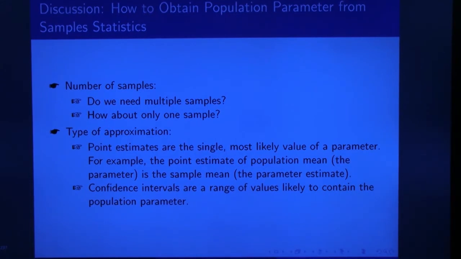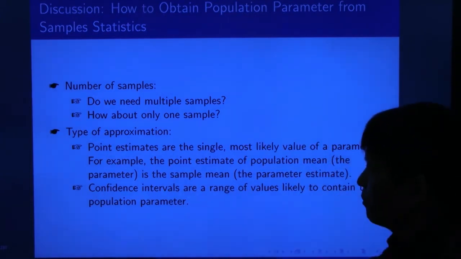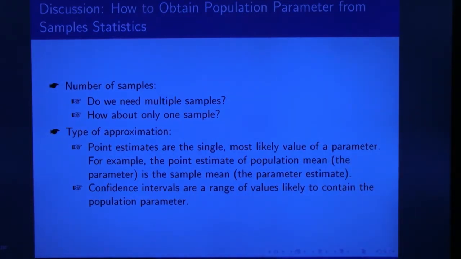Next topic, we discuss how to obtain a population parameter from sample statistics. We need to consider several questions. The first one is the number of samples. Do we need multiple samples, or can we just use one? We can use one class, for example, the mean of this class to represent the USM mean GPA. Or we need to use two classes, or three classes, or more random samples. So that is the first question. We know if we have more, then it may be better.